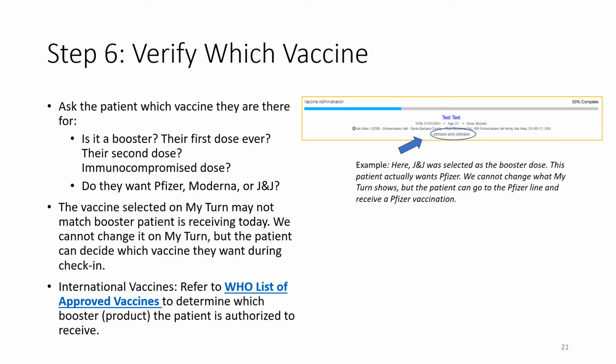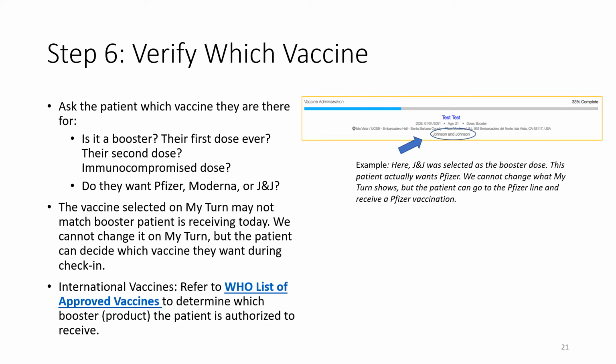Step 6. Verify which vaccine the patient will be receiving. Now that you have verified the patient's ID, past vaccinations, and eligibility, ask your patient what vaccine they are getting today. You want to find out which vaccine product the patient wants. Do they want Pfizer, Moderna, or J&J? You also want to find out which dose it is. Is this their first booster or second booster? Are they immunocompromised, and are they here for a third dose?